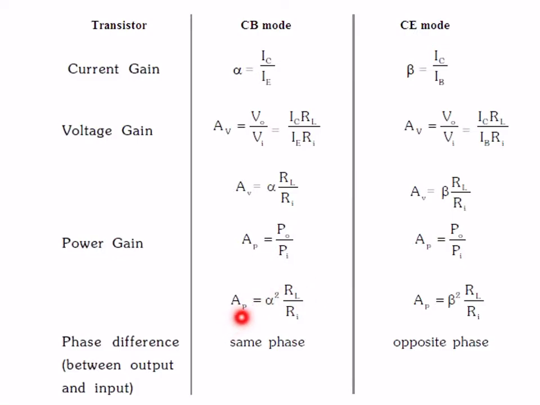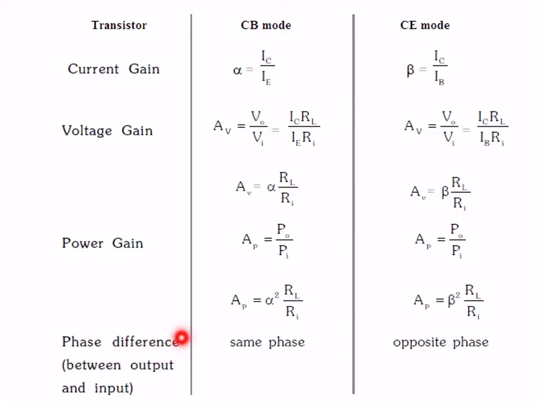So current gain in CB mode is written as alpha square, that is RL by RA. In CE mode, the current gain is equal to beta square RL by RA. Now, the phase difference between output and input.